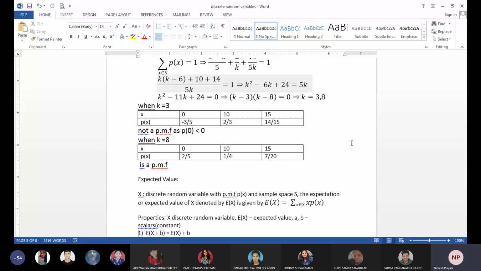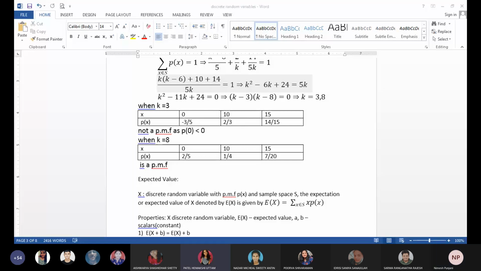So X is a discrete random variable with the probability mass function given as p of x. Sample space is capital S. Expectation or the expected value.